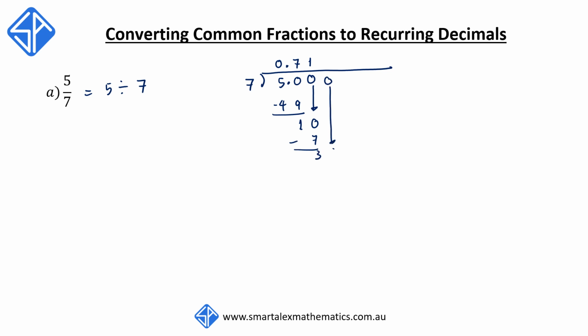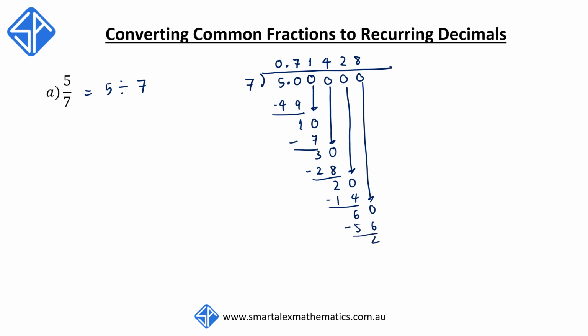Add another 0, bring it down. 7 goes into 30 4 times. 7 times 4 is 28. We subtract, we get 2. Add another 0, bring it down. 7 goes into 20 twice. 7 times 2 is 14. We subtract, we get 6. Add another 0, bring it down. 7 goes into 60 8 times. 7 times 8 is 56. We subtract, we get a 4.